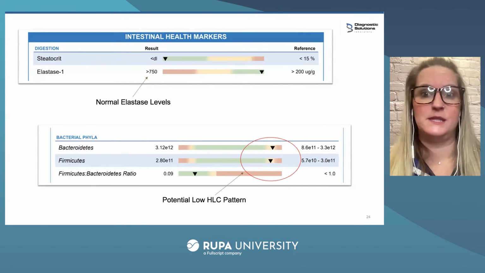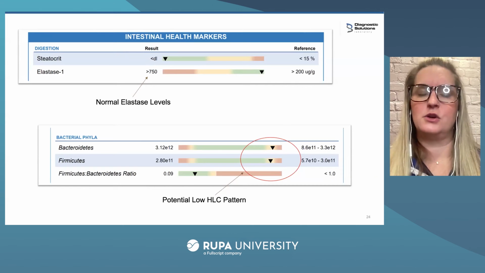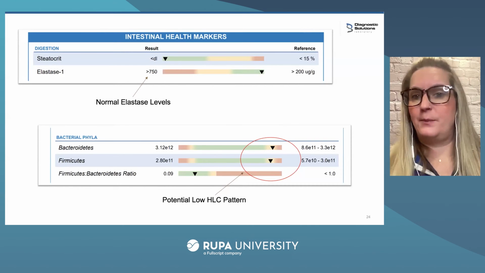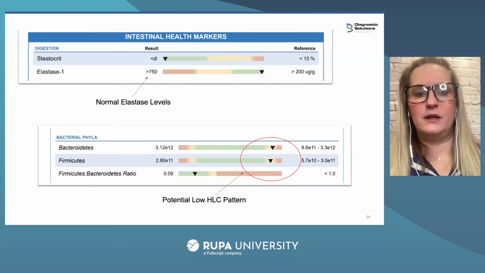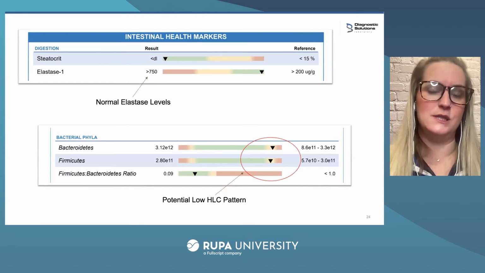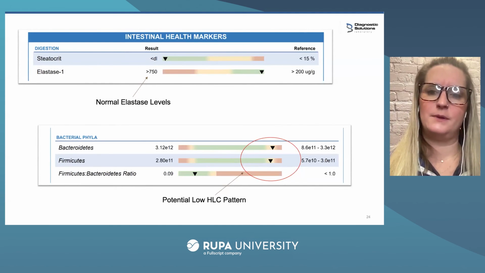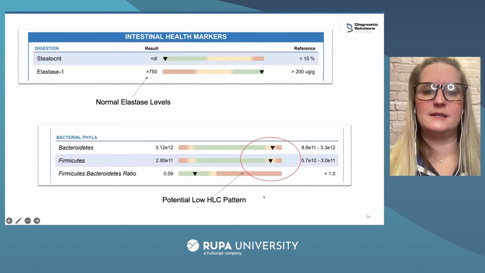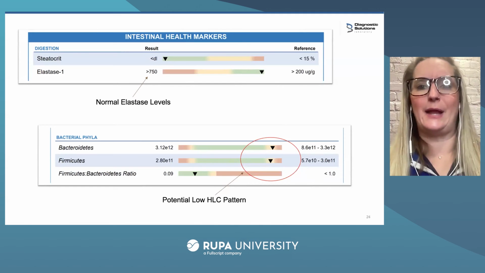I do have some kiddos that will only eat chicken nuggets, or kiddos that love meatballs or certain types of meats. And depending on that stool, it can vary a little bit. So definitely cross-check yourself and look at the elastase, because I do see this pretty prevalent. I would say 70% of my pediatric population do have low levels of elastase, but the Bacteroides and Firmicutes could be really elevated and high.